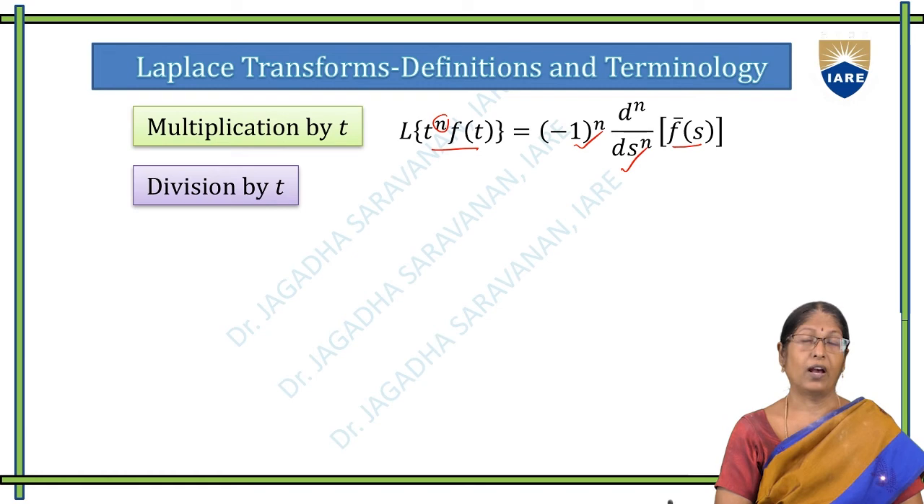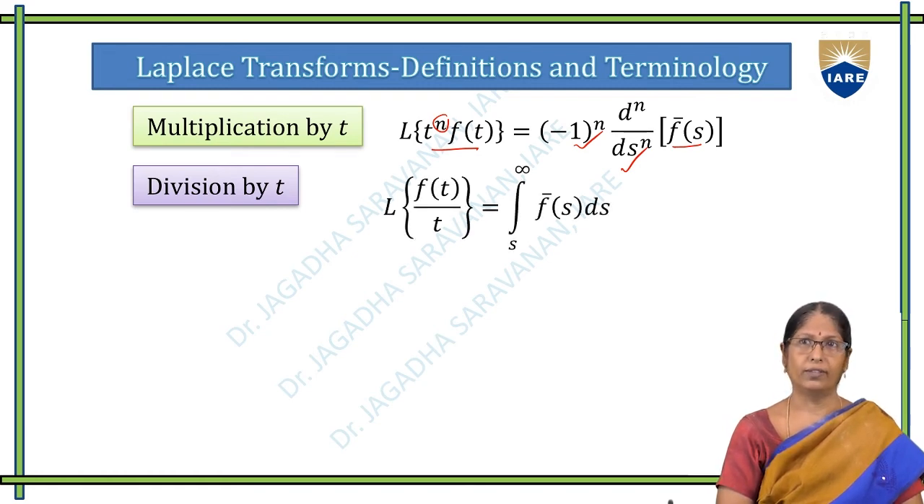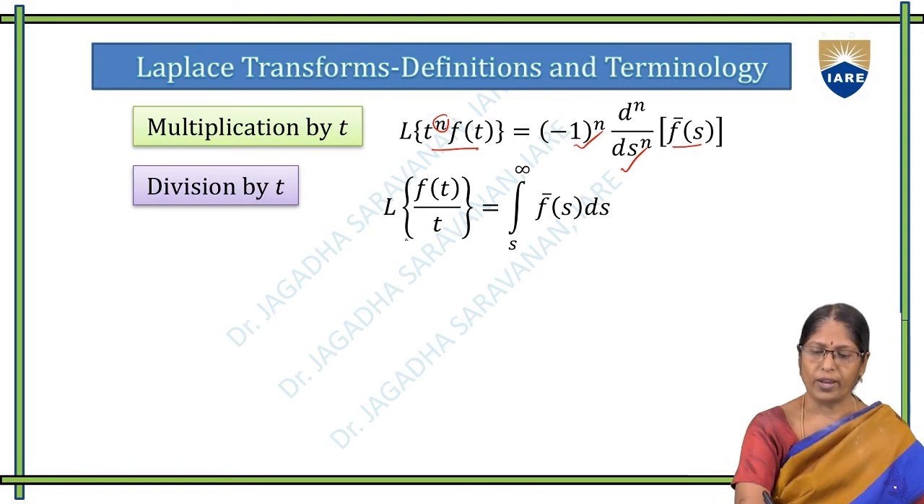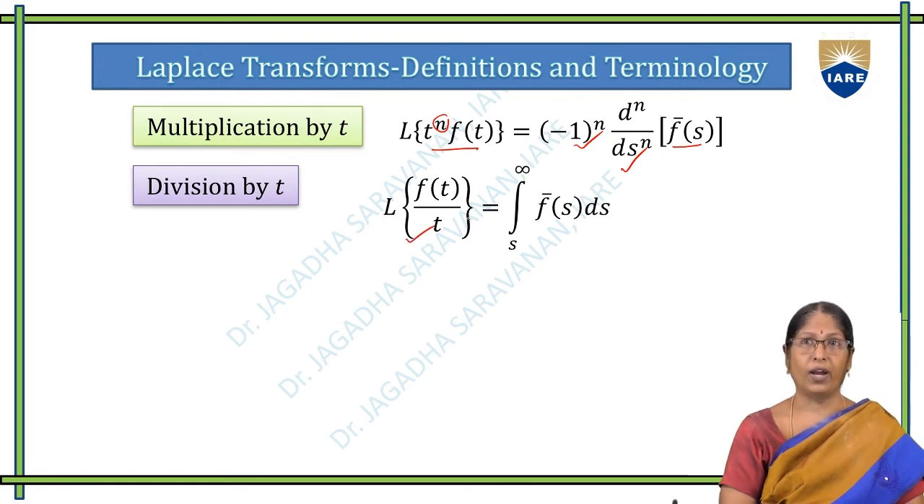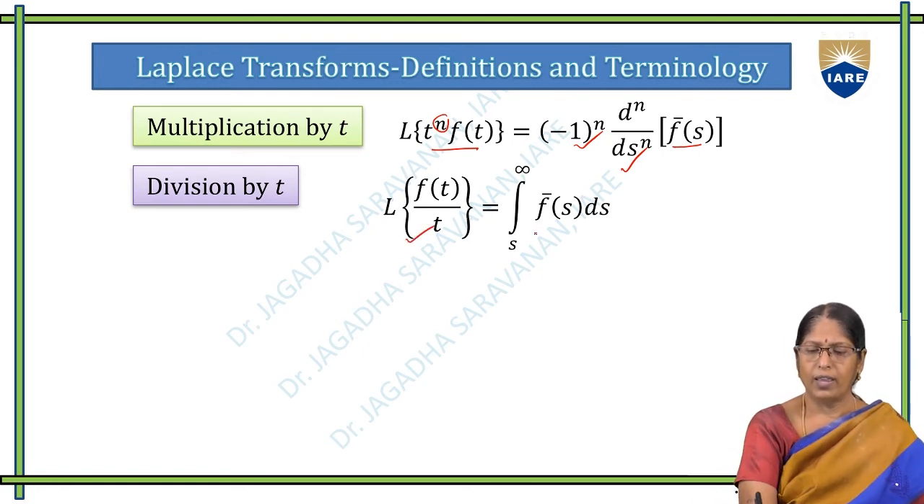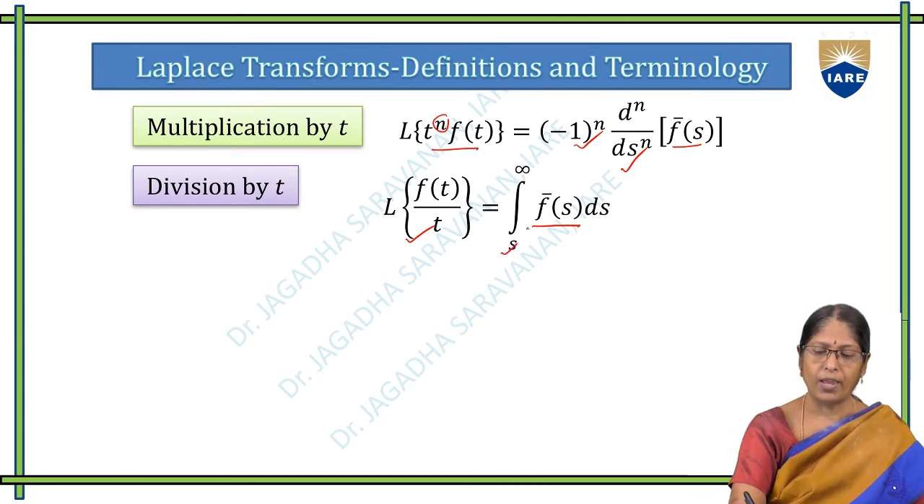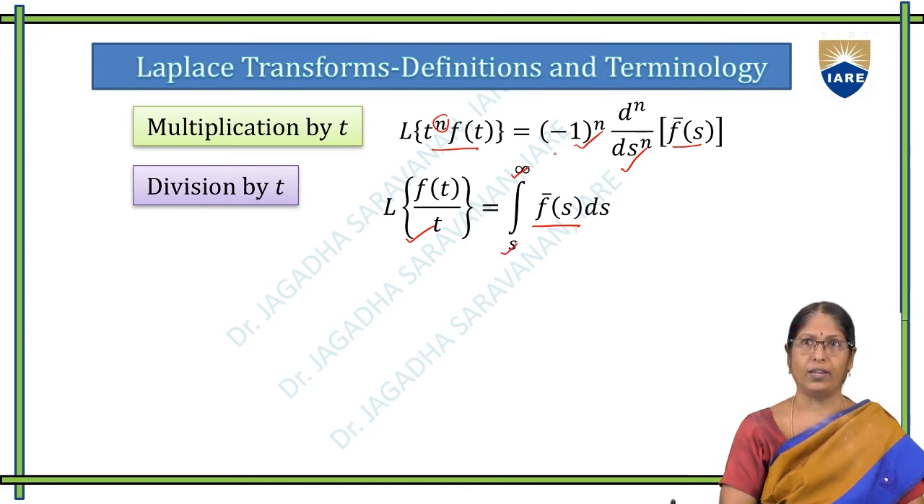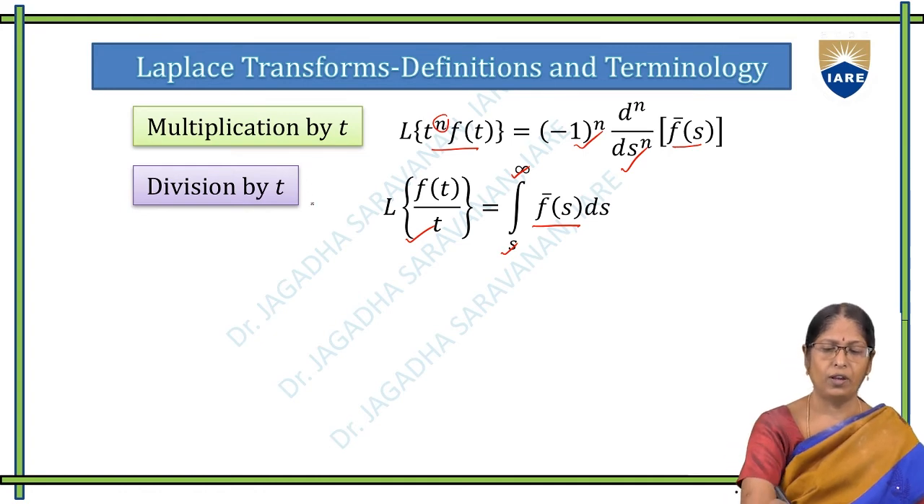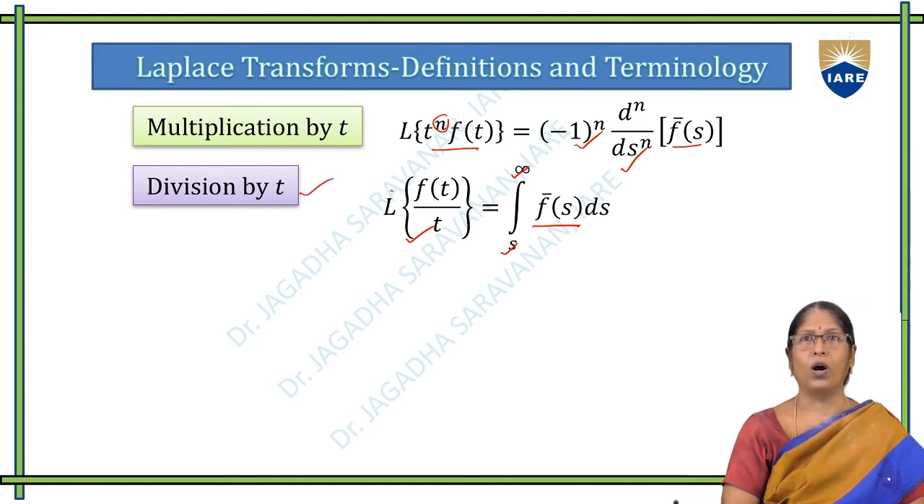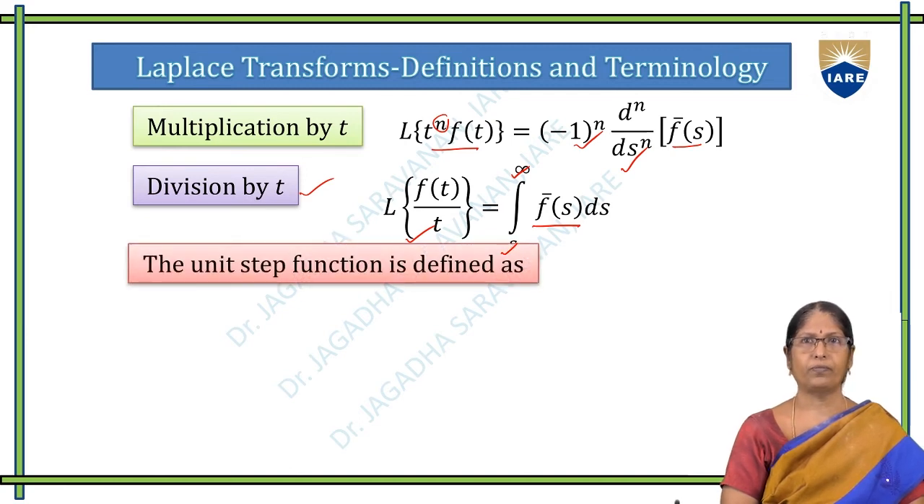If it is f of t divided by t, then F bar of s is nothing but L of f of t, and we have to do the integration from s to infinity. That is the condition for f of t divided by t.